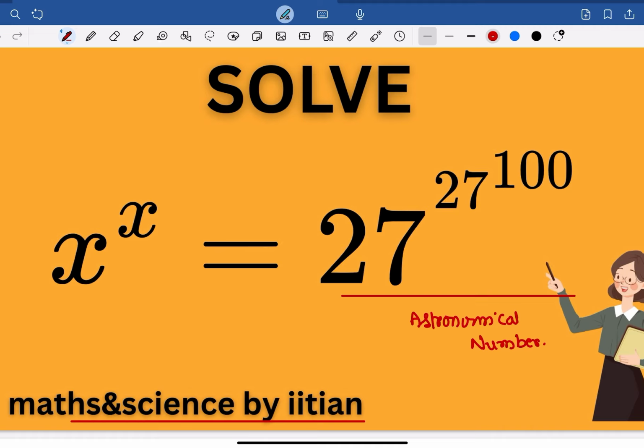And it's an astronomical number that is equal to x to the power of x. Now we have to find out the value of x. Looks simple, but it's a very difficult problem. From the beginning, from this channel, we are releasing solutions for difficult problems in algebra and number theory. Now, let's go and solve the equation.